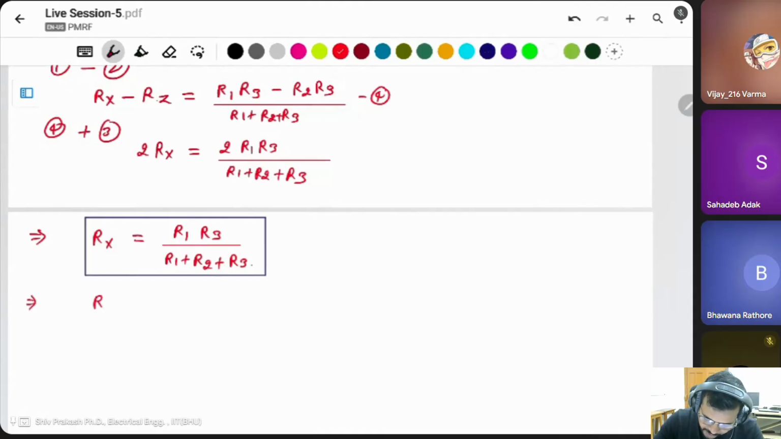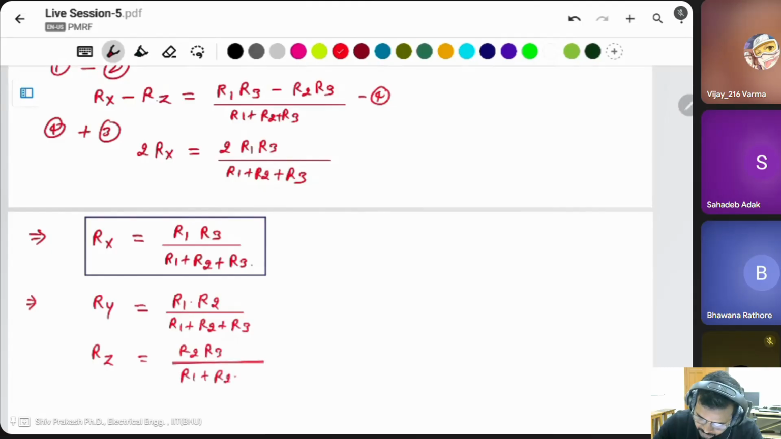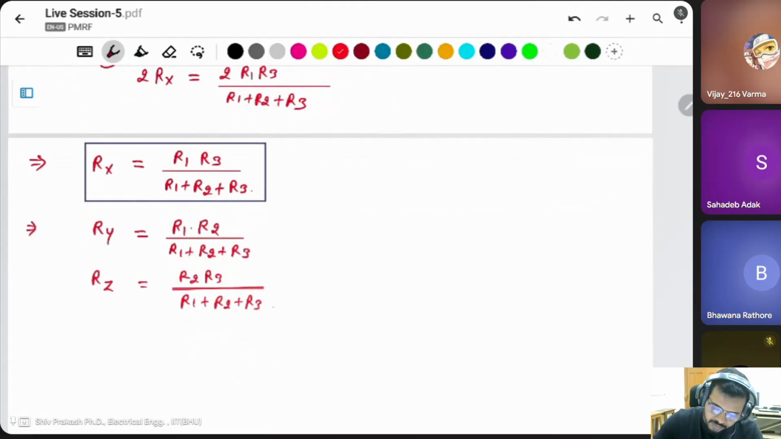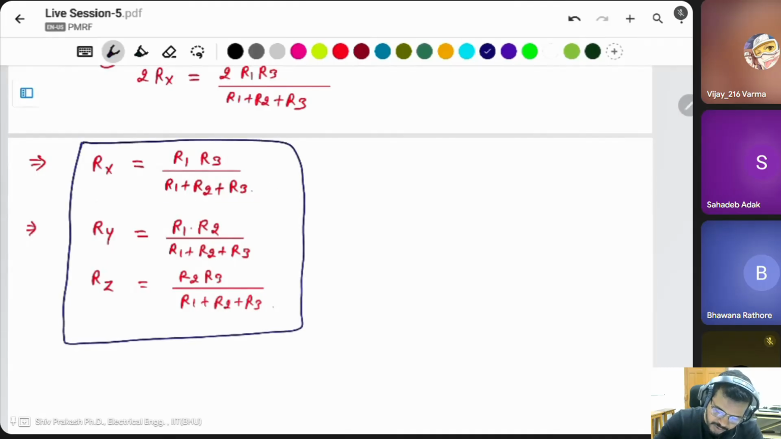Same thing you can apply for Ry. For Ry, this will be R1 R2 divided by R1 plus R2 plus R3. For Rz, same thing, R2 R3. This is the delta to star conversion.